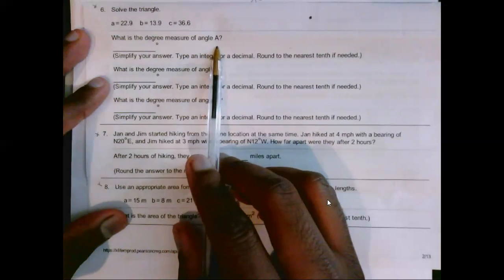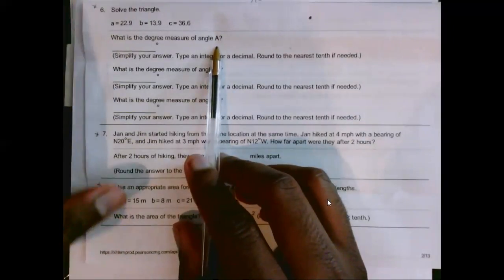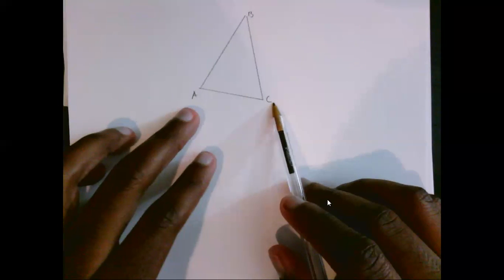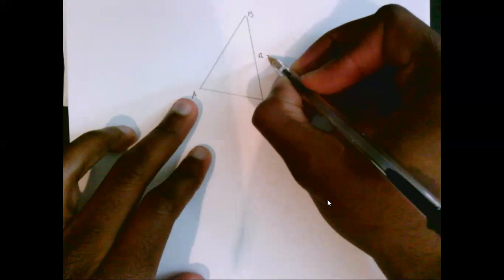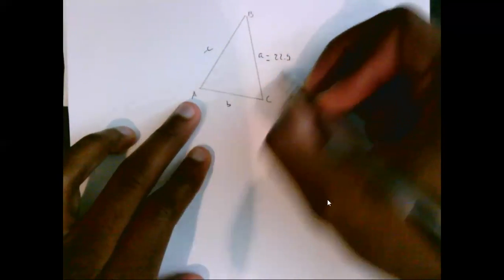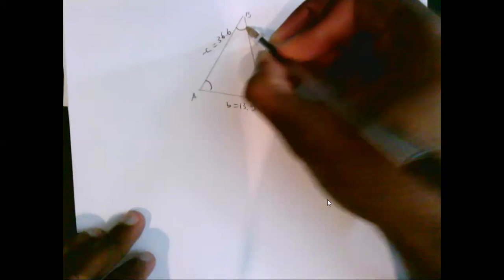The only formula that we know that contains an angle is the law of cosines. So for instance, I have a triangle with angles A, B, and C like that. The small a is here, small b is here, small c is here: a is equal to 22.9, b is 13.9, and c is 36.6. So we're looking for angle A, and then after that angle B and angle C.